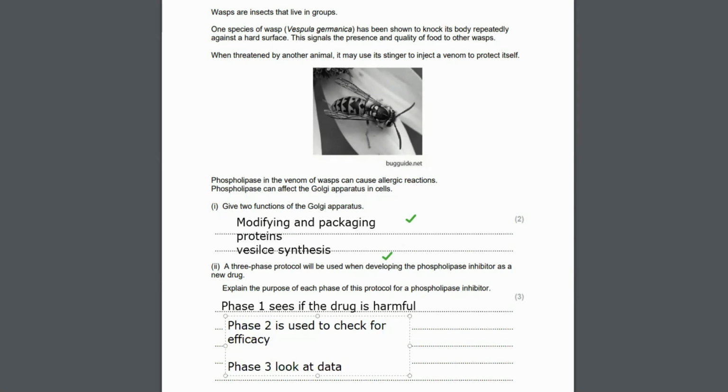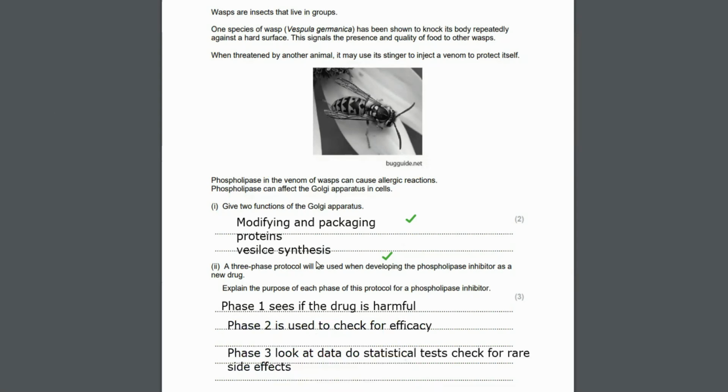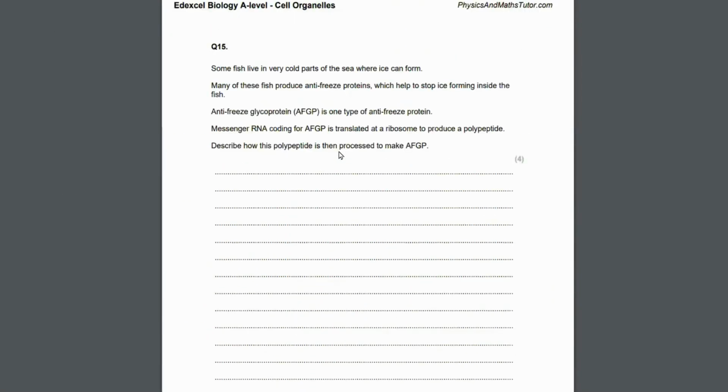And then phase 3 is where you look at the data, you analyze the data, and you study whether your results show a positive correlation or causal effect, and you use statistical tests to check the data. Okay. Now you also might look for rare side effects.